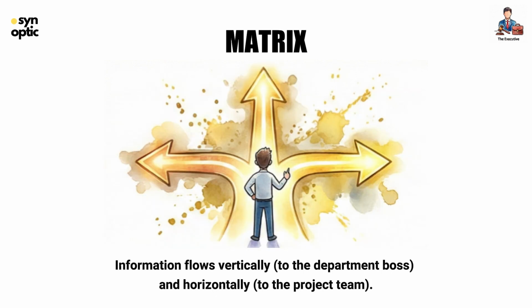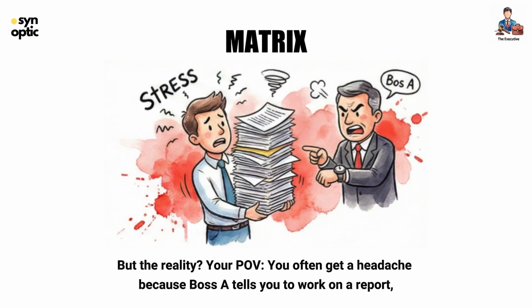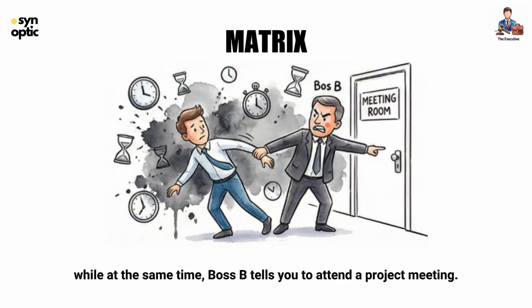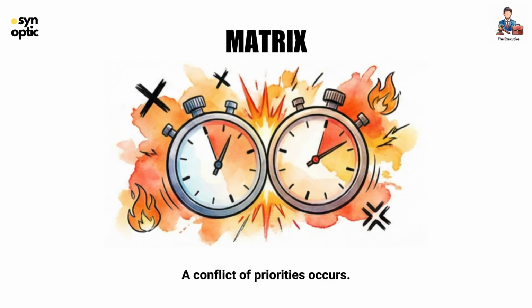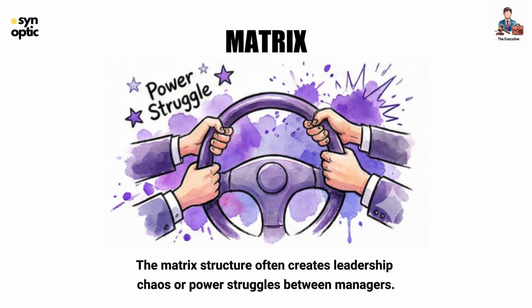Information flows vertically to the department boss and horizontally to the project team. But the reality, your POV, you often get a headache because Boss A tells you to work on a report, while at the same time, Boss B tells you to attend a project meeting. A conflict of priorities occurs. The matrix structure often creates leadership chaos or power struggles between managers.